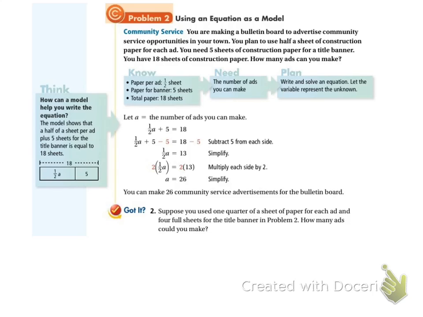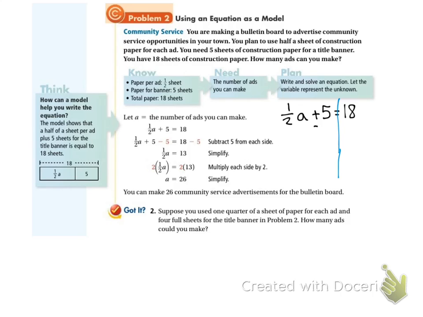And I also need 5 sheets of construction paper for the banner, for the title. And I have 18 sheets. So to figure out how many sheets I need for the ads, I would do 1/2 times the number of ads, because each ad needs half a sheet. No matter how many ads I have, I need to have 5 sheets for the title, and I have a total of 18 sheets. So again, if you need to, stick a line down the equal sign so that you're doing the same thing to both sides.